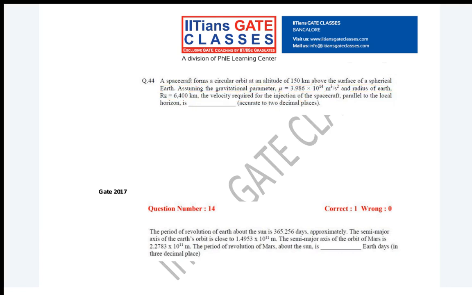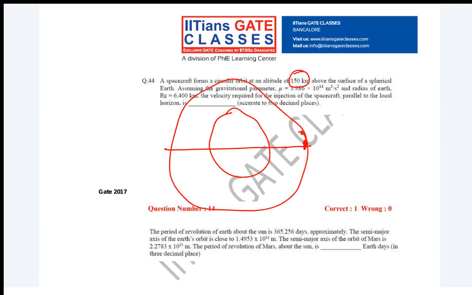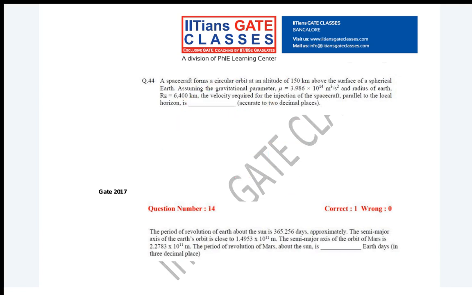So guys, in this circular orbit altitude, we need the velocity required to inject, right? Parallel to local horizon means what, guys? This is like the local horizon, so here they want velocity in this same direction. So what should it be? V circular is under root mu by R plus H.